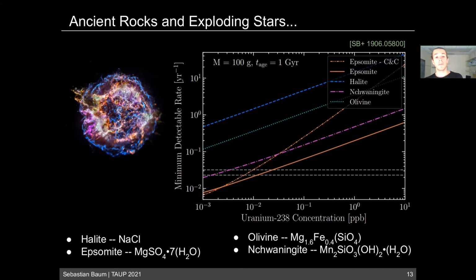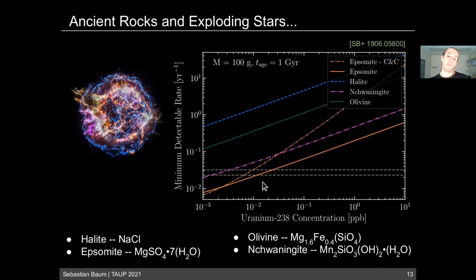And the cool thing you can do with this is you could measure how often supernovae go off in our galaxy. What I'm showing you in this plot is, as a function of the uranium concentration, remember uranium is one important background in our samples, what is the smallest supernova rate we could detect? Here, these gray dashed lines show you a benchmark of what people believe the local supernova rate in our galaxy to be, a few per 100 years.